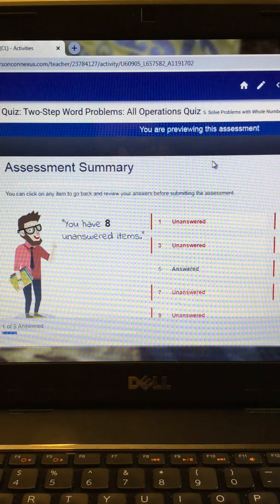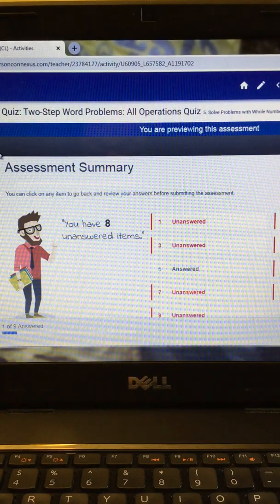Remember, now you need to log into the 5.3.8 quiz, use your scratch paper, and plug in your answers that you've come up with.